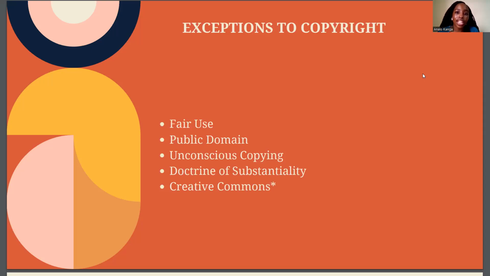So another exception to copyright is unconscious copying. And please remember, as I speak about all these particular exceptions to copyright, they are very hard to prove.